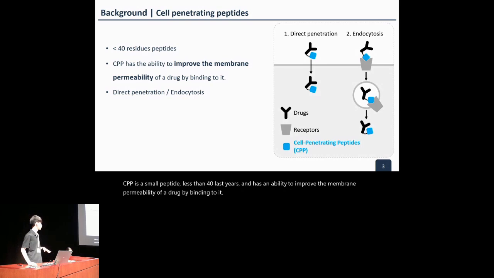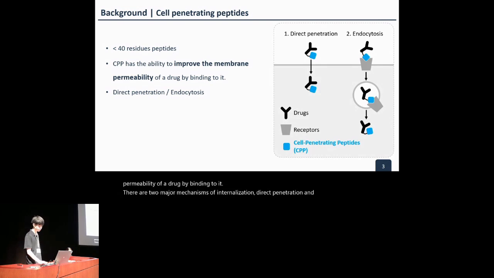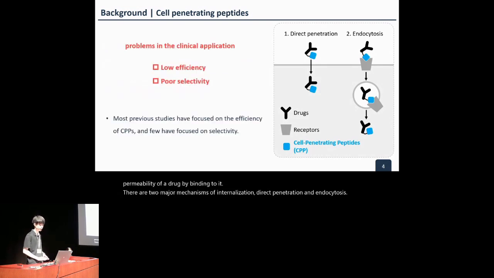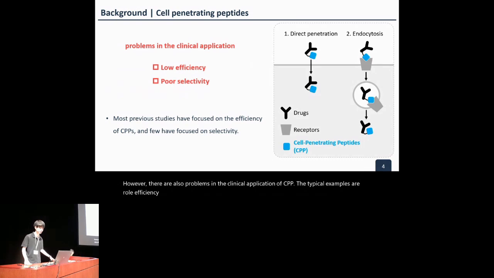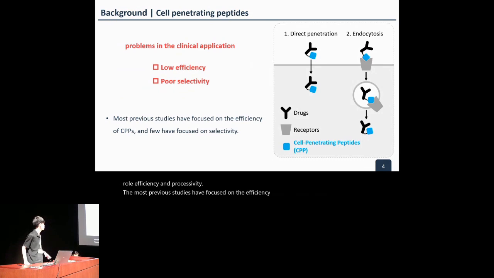There are two major mechanisms of internalization: direct penetration and endocytosis. However, there are also problems in the clinical application of CPPs. The typical examples are low efficiency and poor selectivity. Most previous studies have focused on the efficiency of CPPs, and few have focused on the selectivity.